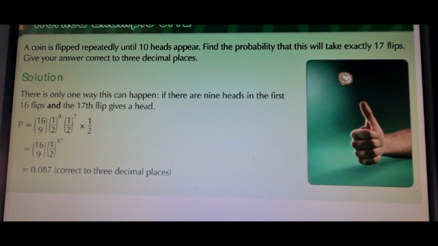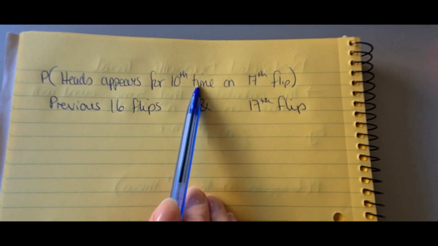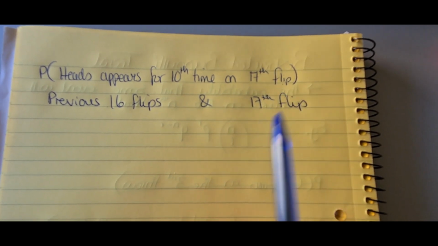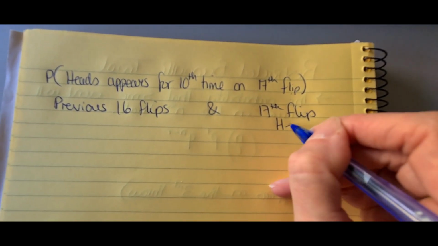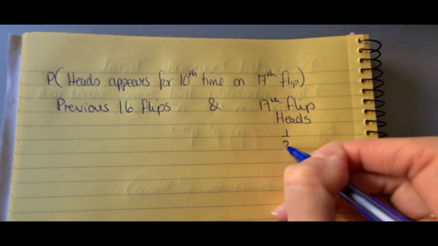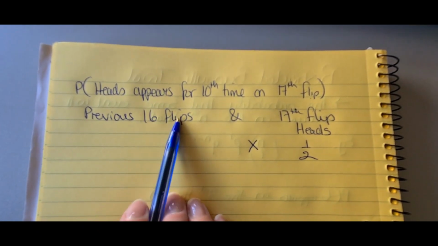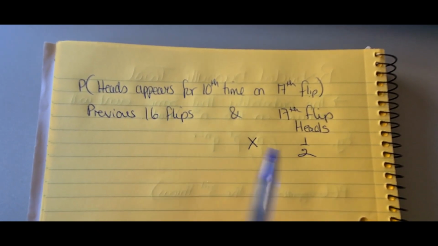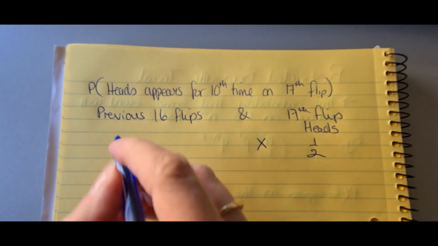Okay, so I'm going to put down that information. So it's the probability that heads will appear for the 10th time on the 17th flip. So I already know what's happening on the 17th flip. I'm getting heads. Okay, so heads comes up on the 17th flip. Probability of getting heads is 1/2. And means you're multiplying. So what happened then on the previous 16 flips? Well, if heads has already come up for the 10th time on the 17th flip, on the previous 16 flips, heads must have come up 9 times.